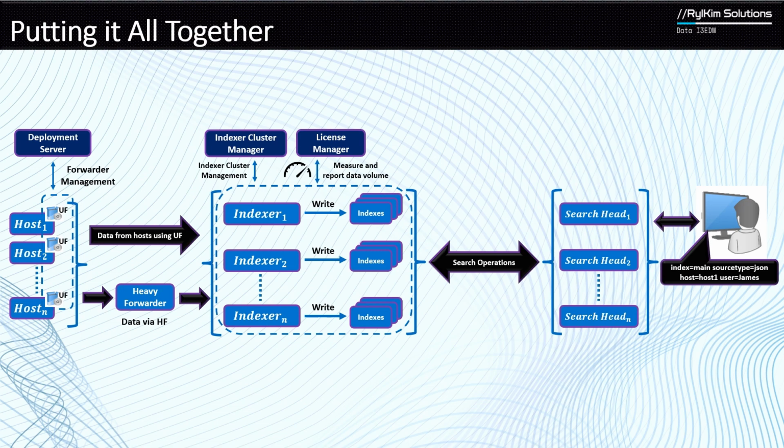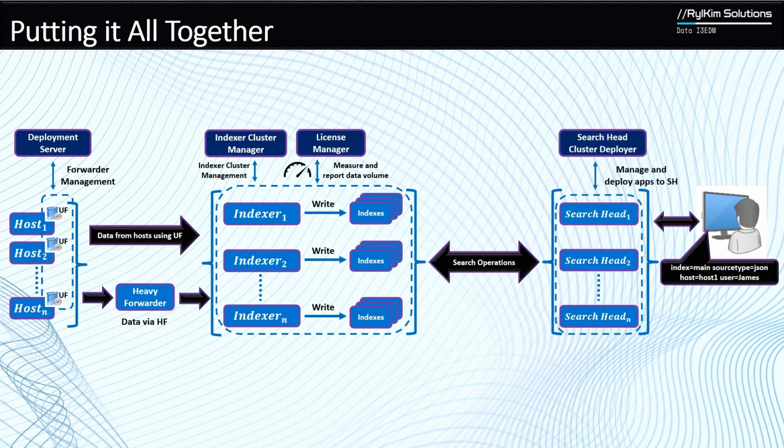So here, for example, you see a typical user who, when ingesting the data, said, okay, my source type, my data type, was JSON. The host from which I got my data was host 1, and I'm just interested in looking for events that have the username James in them. So you run that query, and it gives you events that match that criteria. It goes through the search head, pulls those events from the indexes through the indexers, and then presents those results for you on the search head.